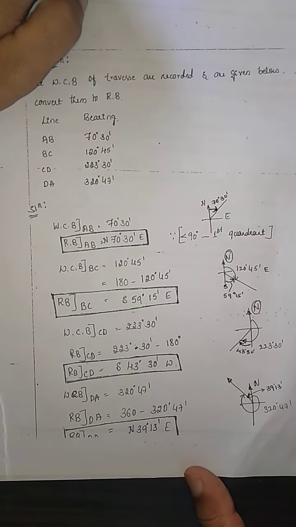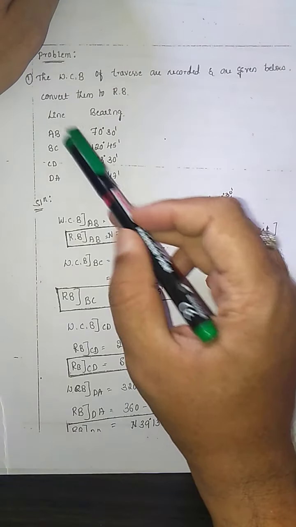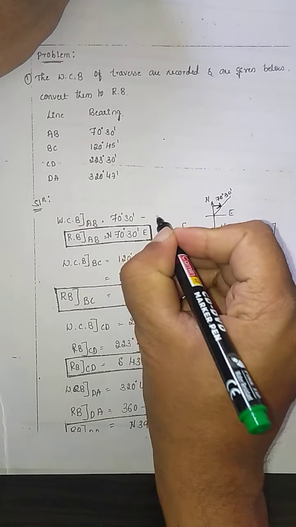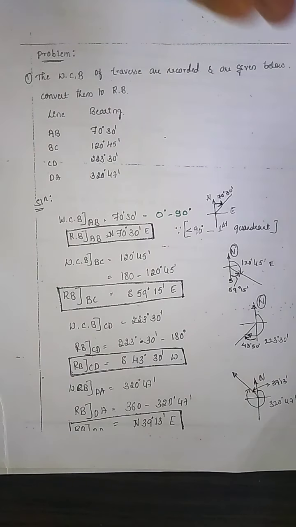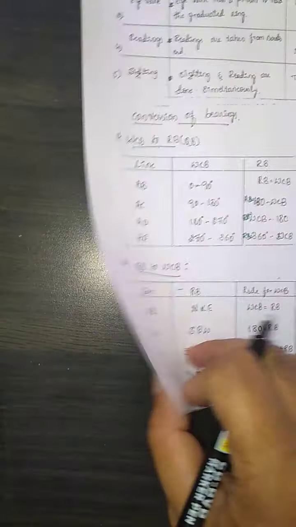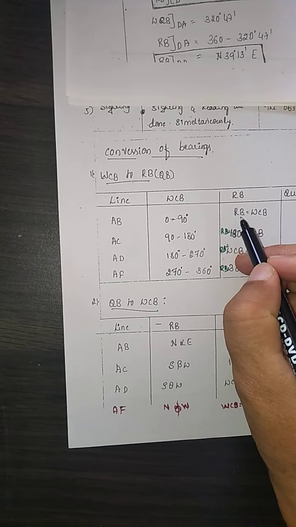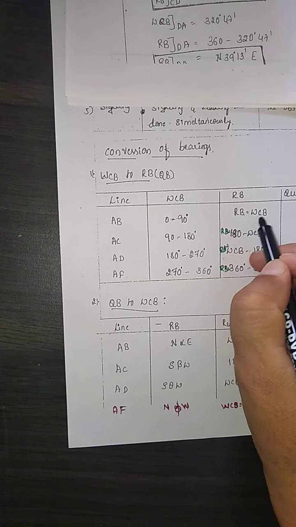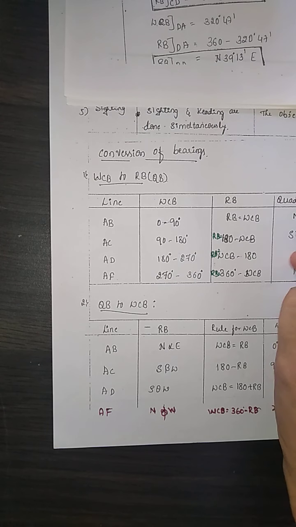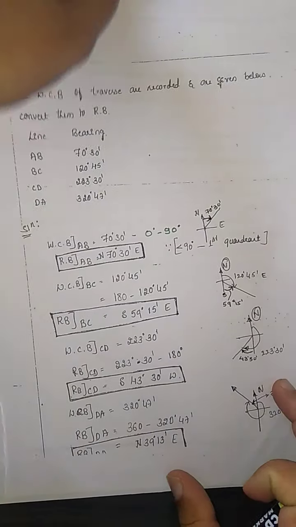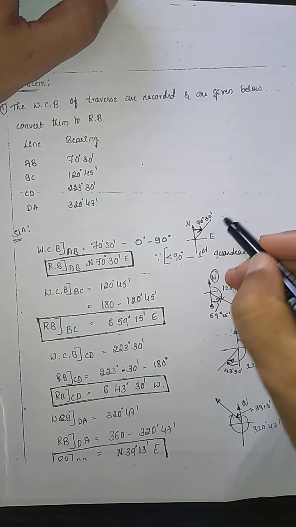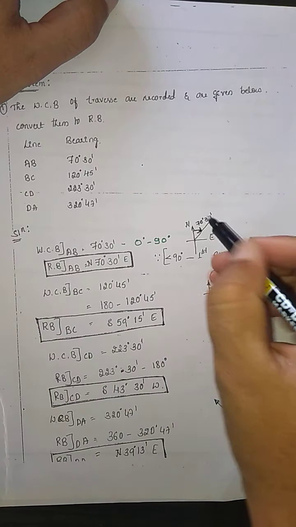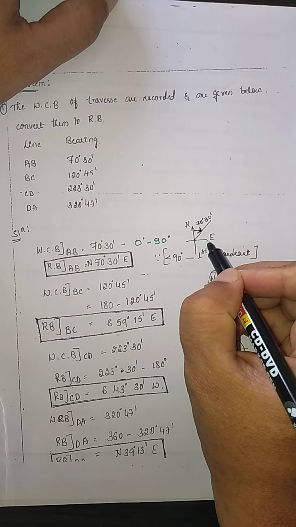Okay. Now the first one lies between 0 and 90 degrees. So what formula do we need to use in order to convert the whole circle bearing to reduced bearing? The reduced bearing is itself the whole circle bearing, and we need to use the sign northeast. So 70 degrees 30 minutes comes in the northeast, the first quadrant.